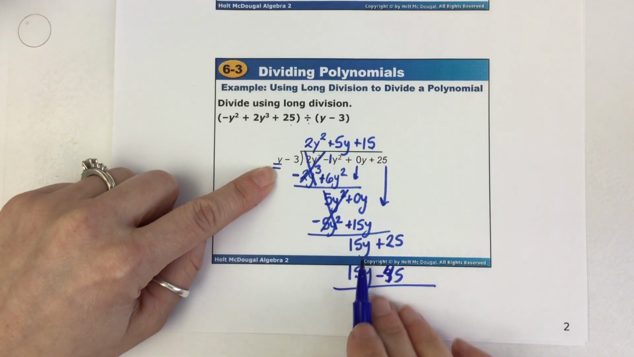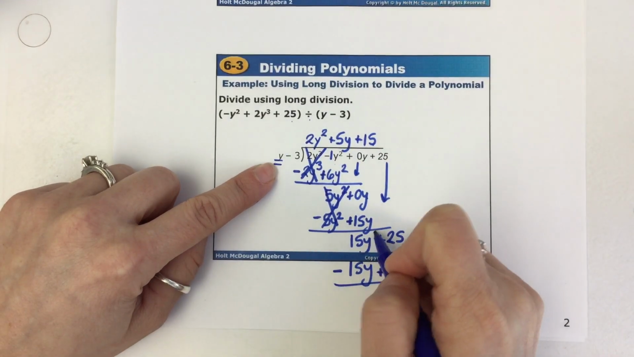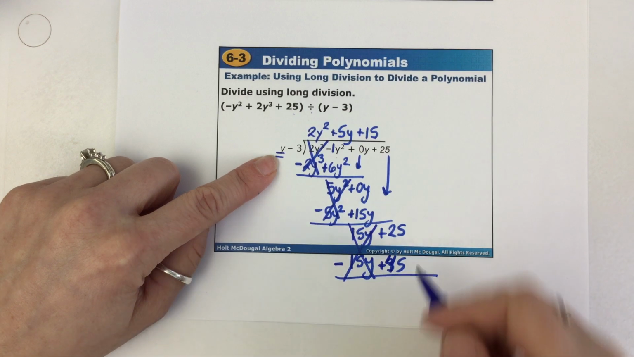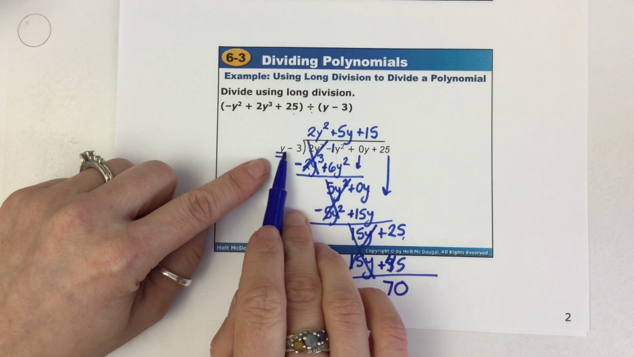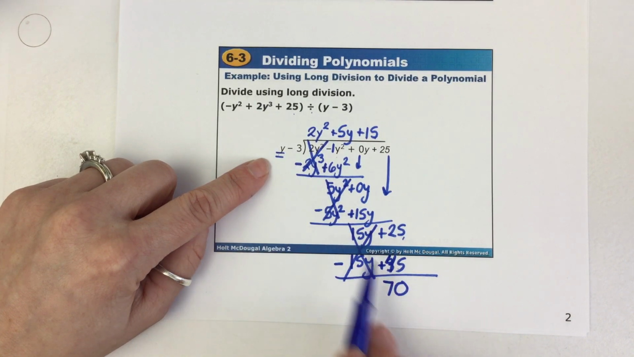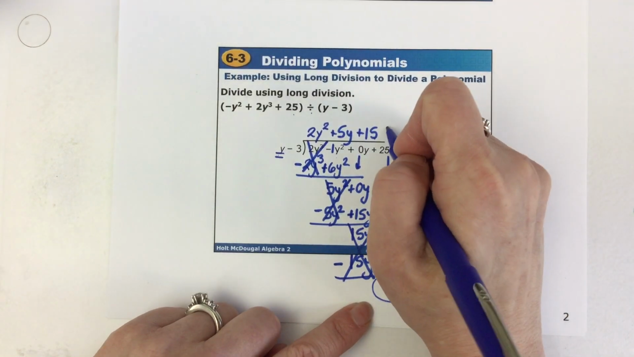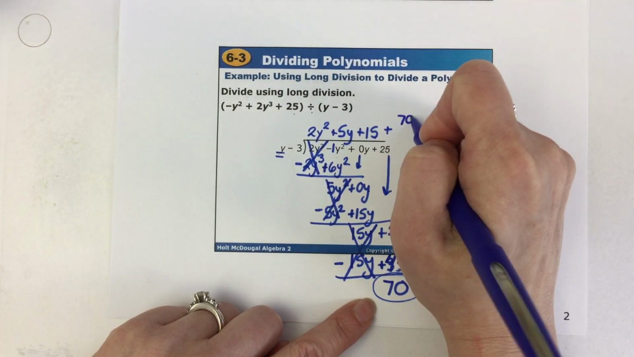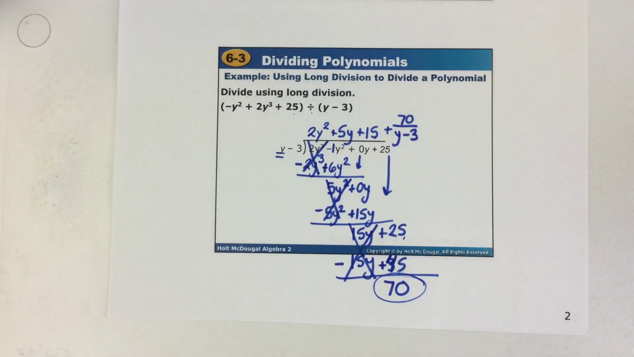Now I need to cancel the first term, so this becomes a negative, this becomes a positive. 15y and a negative 15y cancels. 25 plus 45 is 70. There is no way to change a letter into a number. So this is your remainder. The remainder is positive, so you add to the end of your quotient. The value of the remainder is 70, and it goes over your y minus 3.